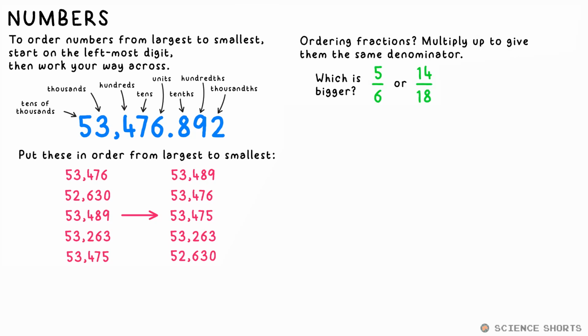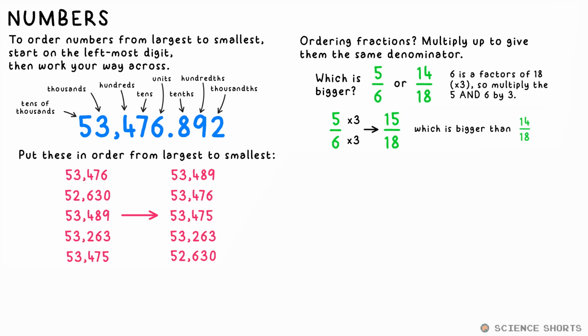Ordering fractions is a bit trickier, as it can often require you to do so for those with different denominators, the number on the bottom. For example, which is bigger, 5/6 or 14/18? To make them have the same denominator, you multiply the top and the bottom of one or both of the fractions. It should be fairly obvious that 3 lots of 6 go into 18, that is 18 is a multiple of 6, so we can multiply the 5 and 6 by 3 to give 15/18. So that means it turns out that 5/6 was the larger fraction after all.